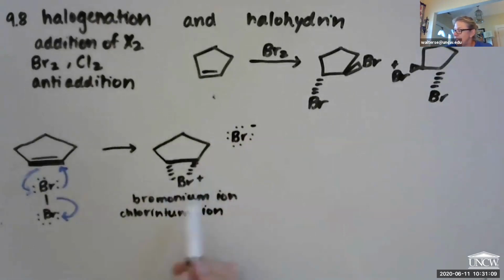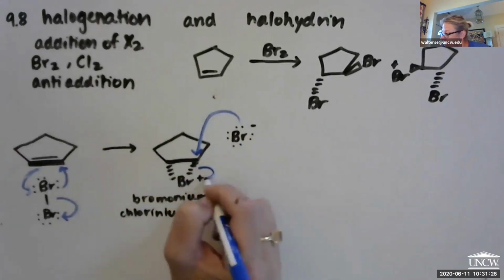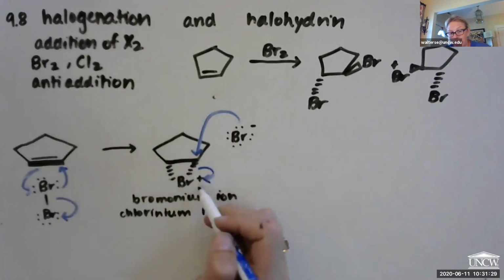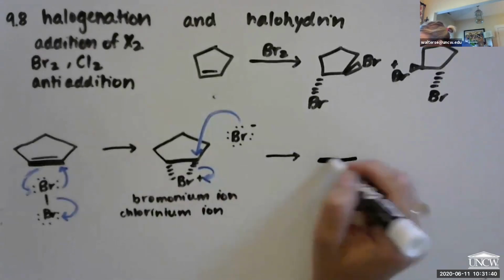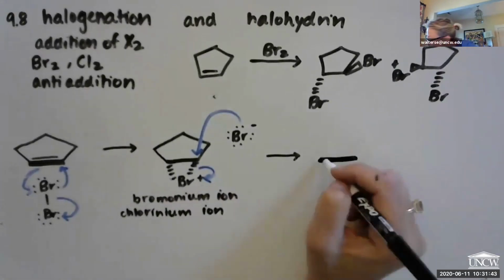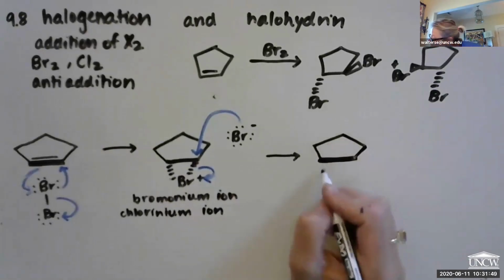Now, this bromine is a big atom, and so it's blocking the entire bottom side of the ring. So this bromide attack has to come from the side opposite where this bromine is. So then the electrons in the sigma bond will go to the bromine, so that you don't have a positive formal charge on your bromine anymore. And then you'd end up like this.